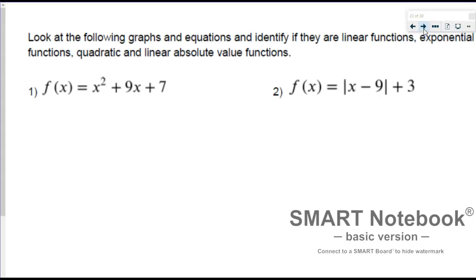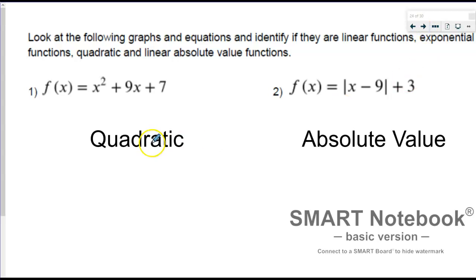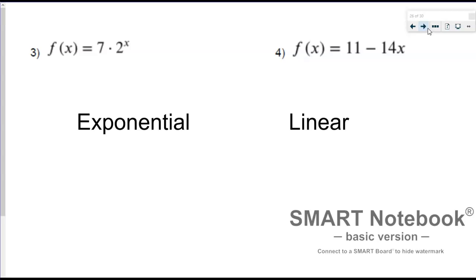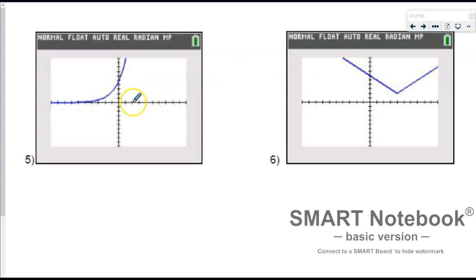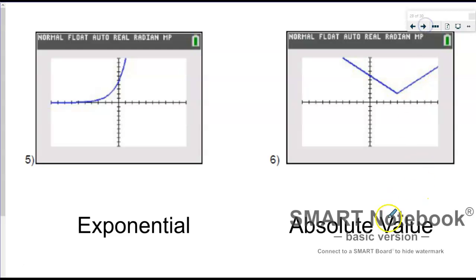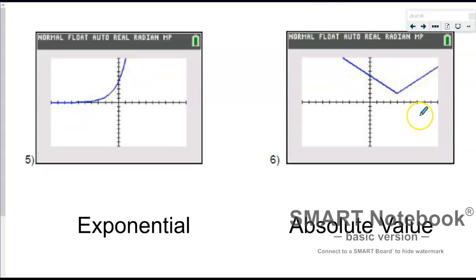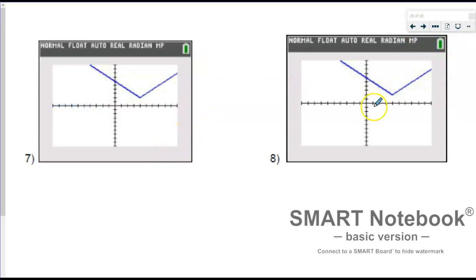Looking at these, just try to figure out what you think 1 through 6 are. So I found number 1 to be quadratic, number 2 to be absolute value. And if I look at these two, well, that is an example of an exponential. And then this one's linear. And then this is an example of exponential. And then the other one is absolute value. If I look at these two, you should hopefully think they're exactly the same. I think they might actually be the same as 6 too. So you can tell these are both absolute value.